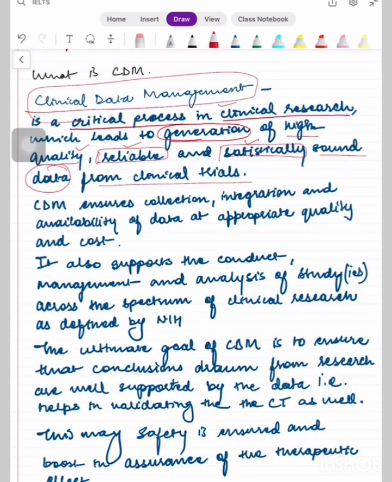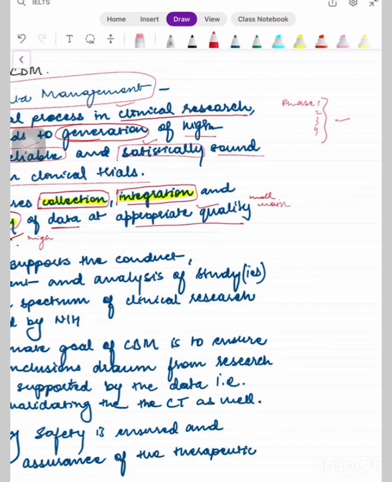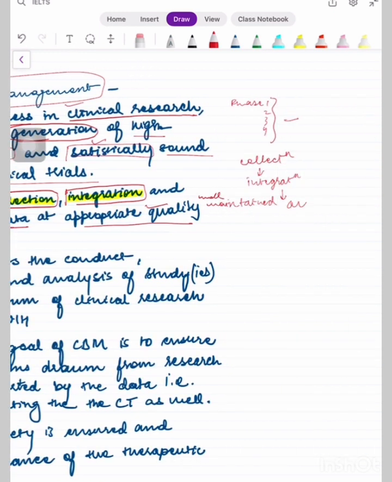So CDM ensures collection, very important, integration and availability of data at appropriate quality and cost. So what do they talk about? Collecting the data, integrating it and making it available wherever it is required at appropriate quality and cost, neither too high nor too low, and the quality is also well maintained. So CDM ensures collection, integration and finally availability of data.